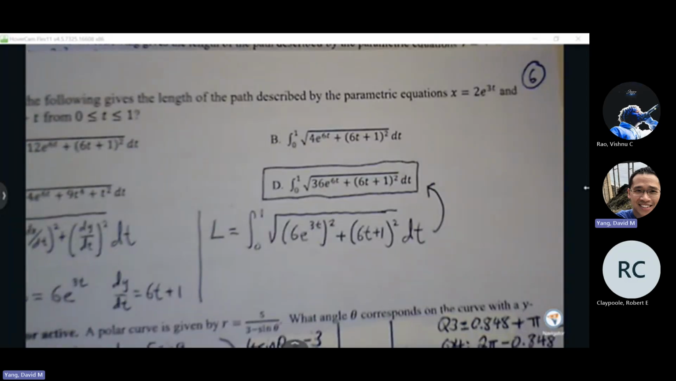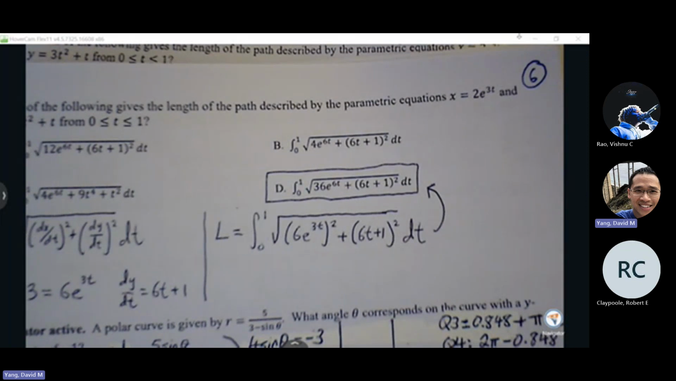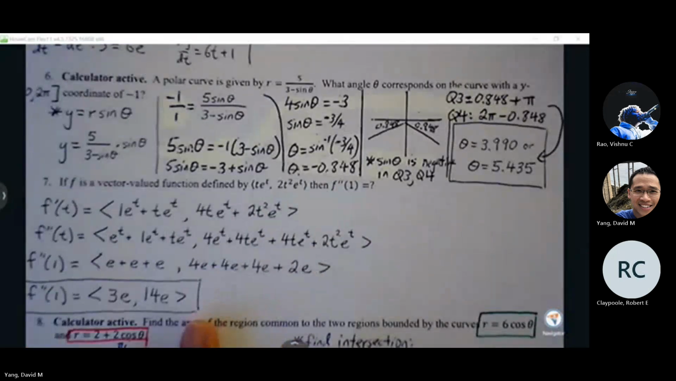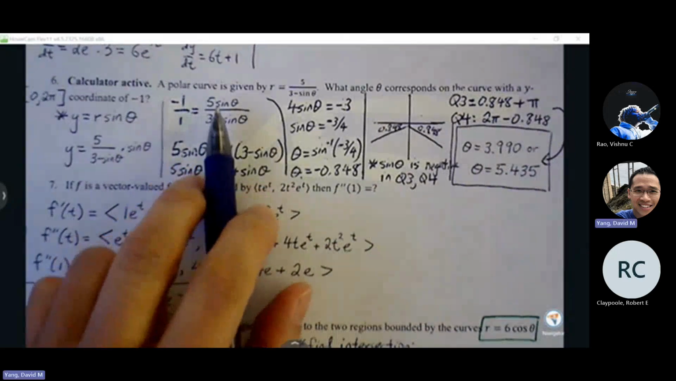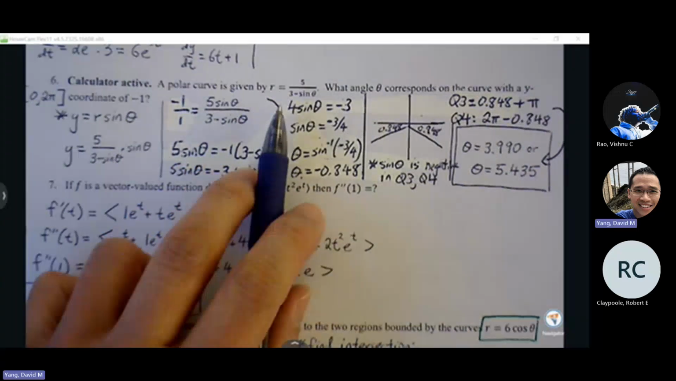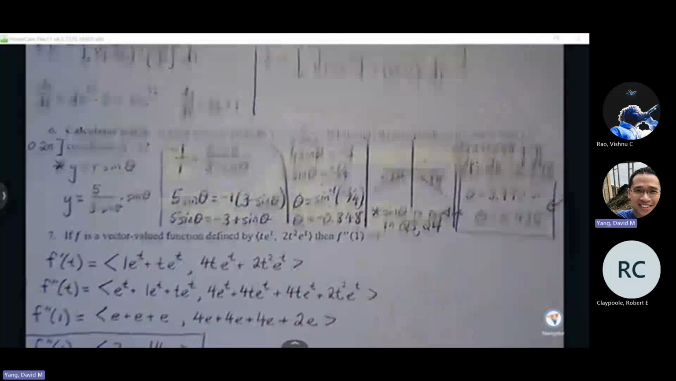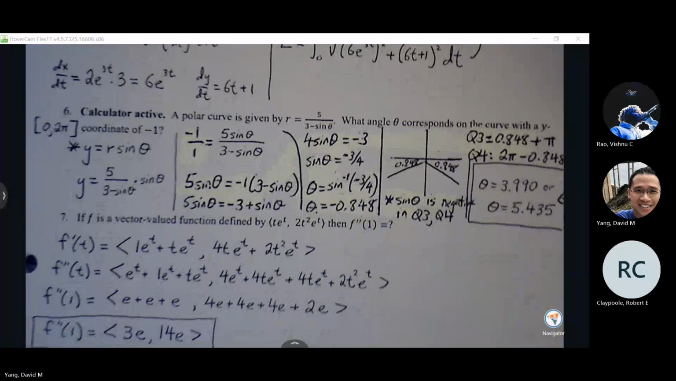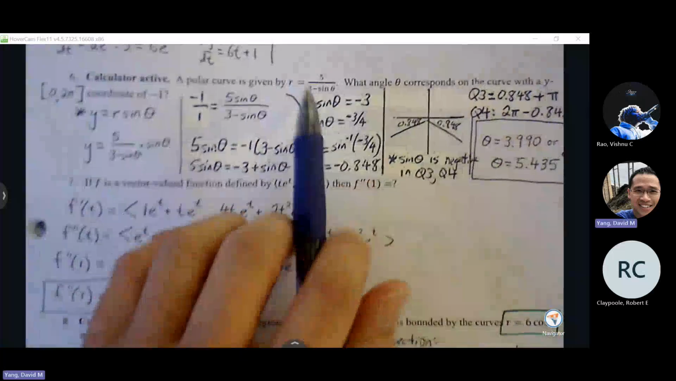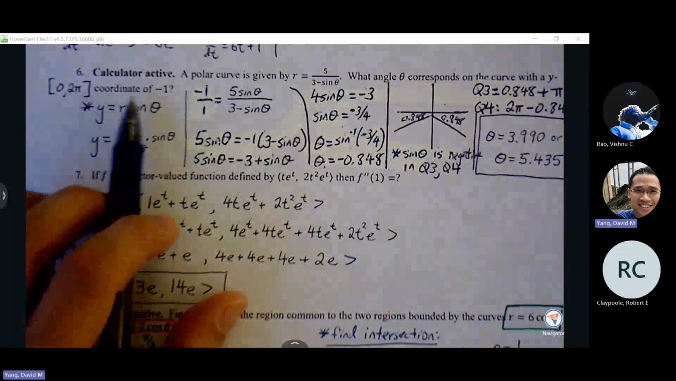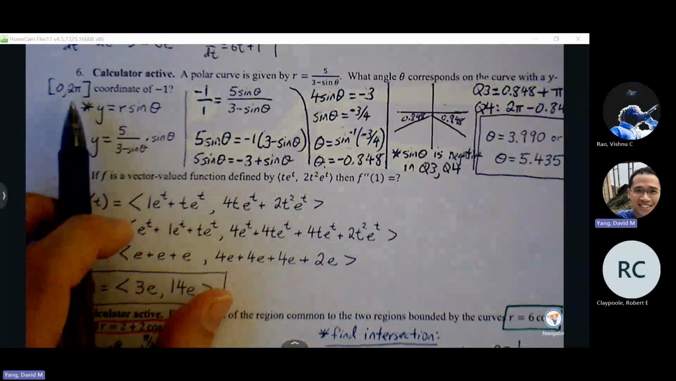Okay, the question is from page 6, number 6. The polar curve is given by r equals 5 over 3 minus sine theta. What angle theta corresponds on the curve with a y coordinate of -1? And the interval is from 0 to 2 pi.